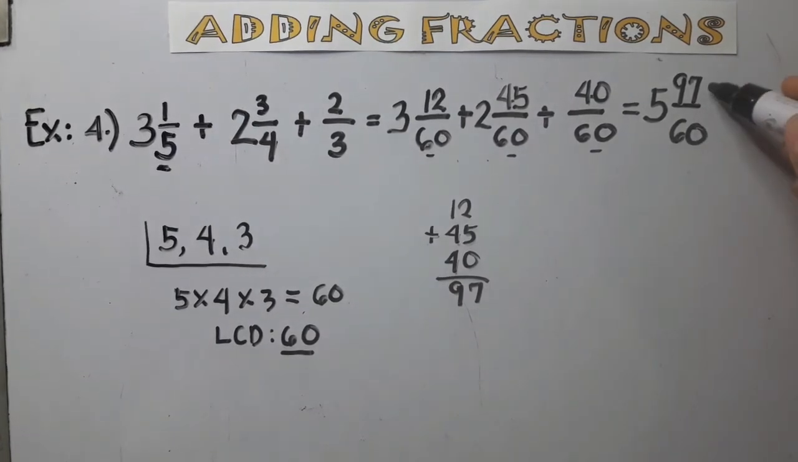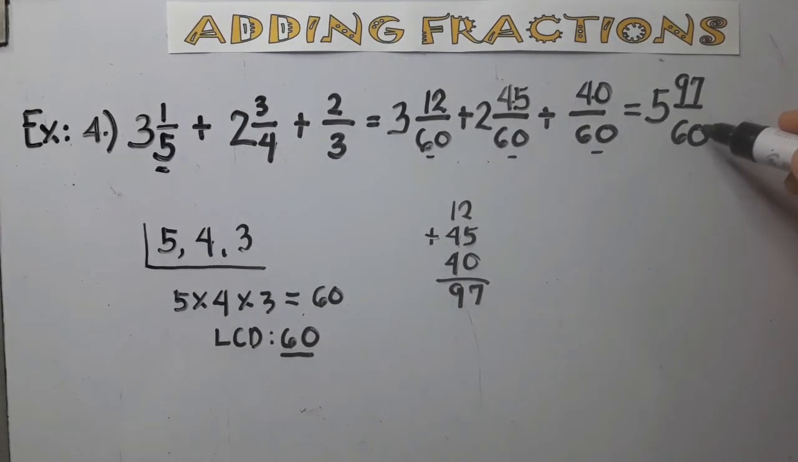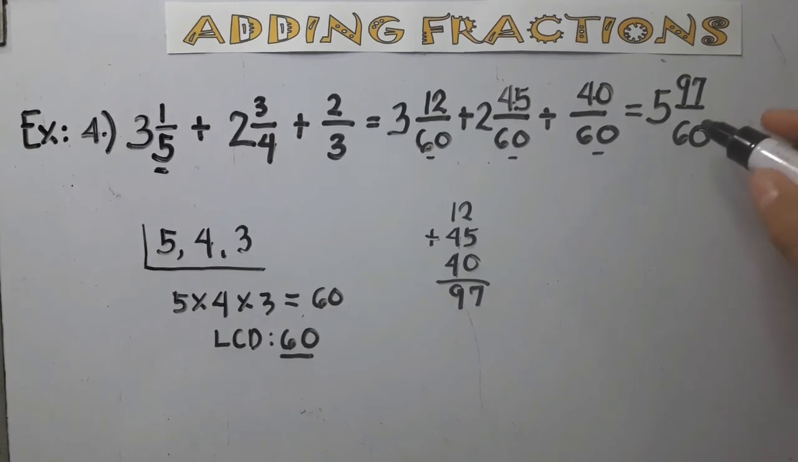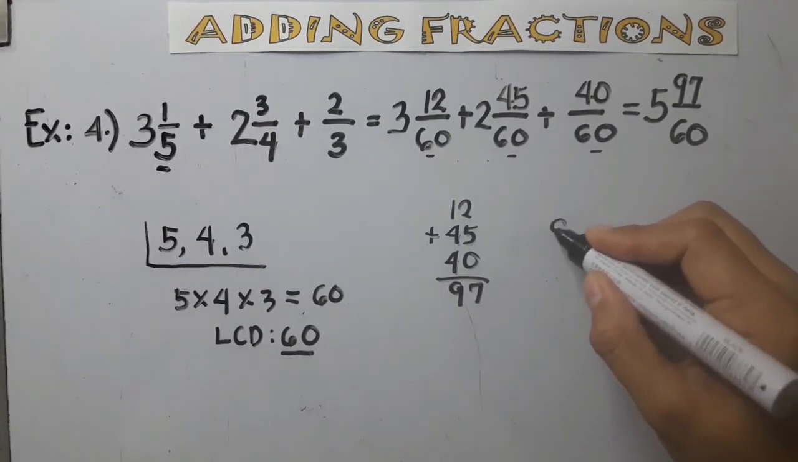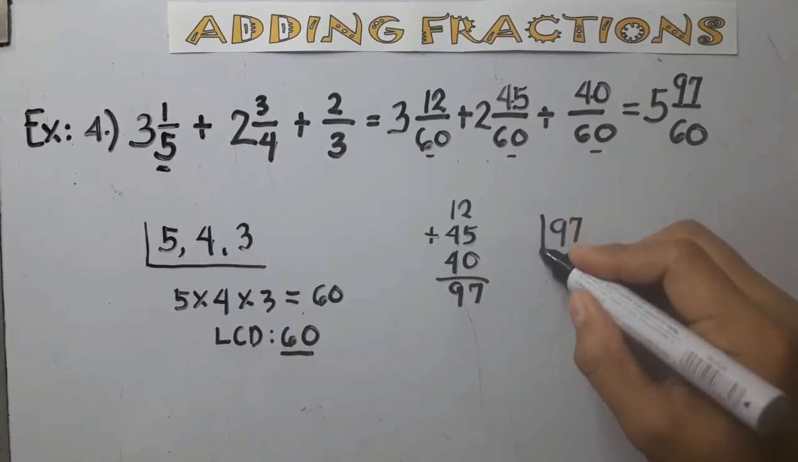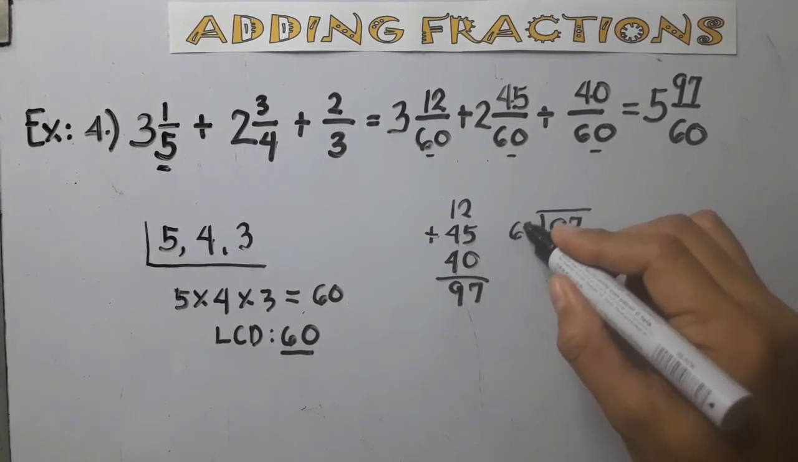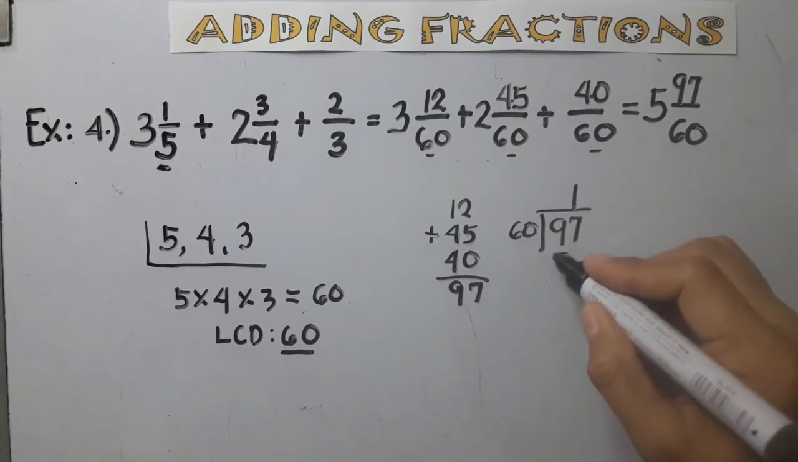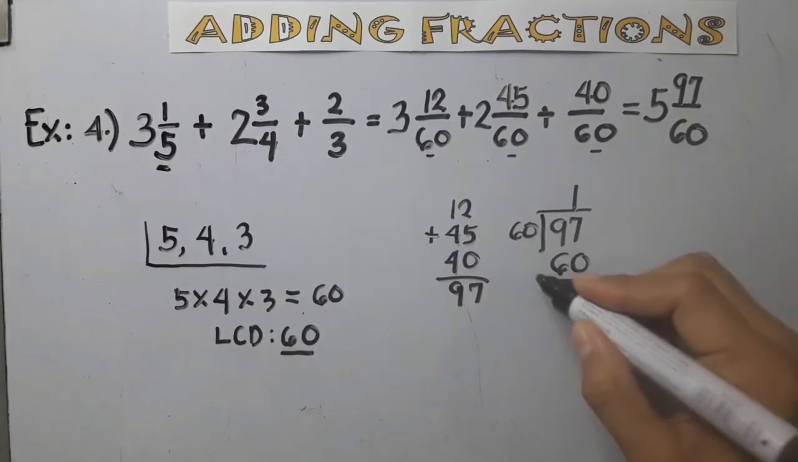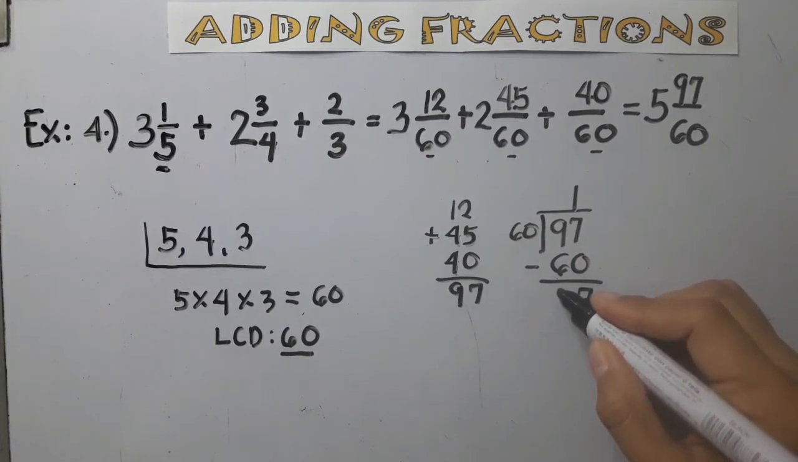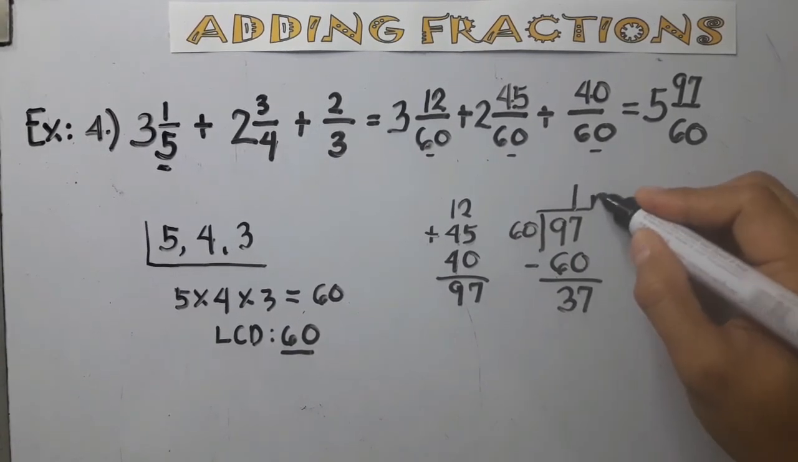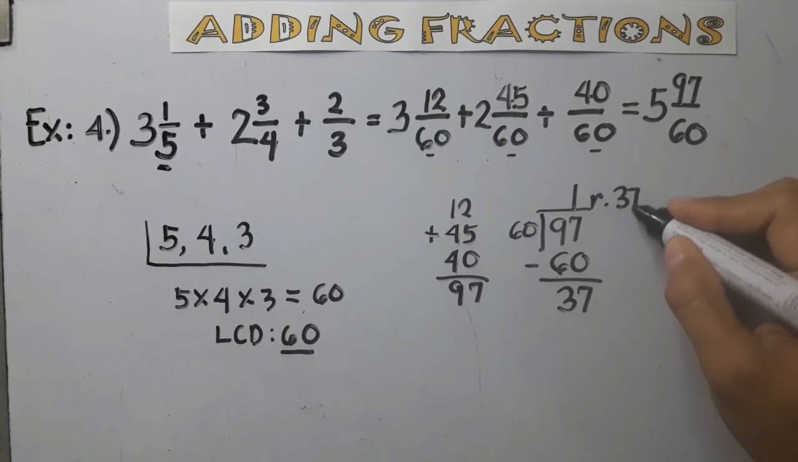Now, since 97 over 60 is an improper fraction, we have to change it into a mixed fraction. So, we're going to divide. So, 97 divided by 60, that is 1. 1 times 60 is 60. Then, subtract. 97 minus 60, this is 37. So, we have a remainder of 37.